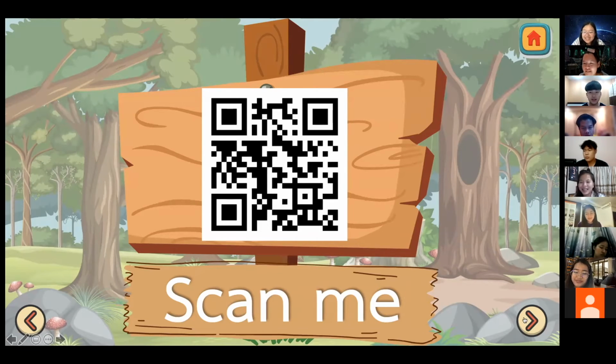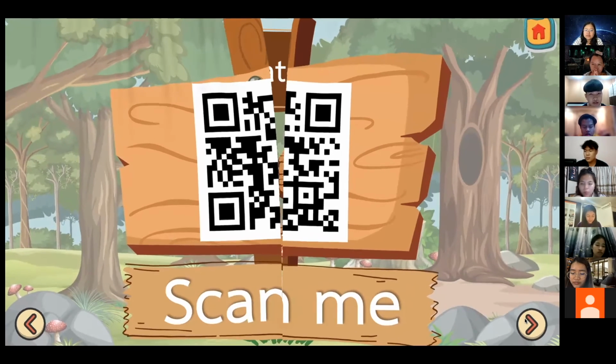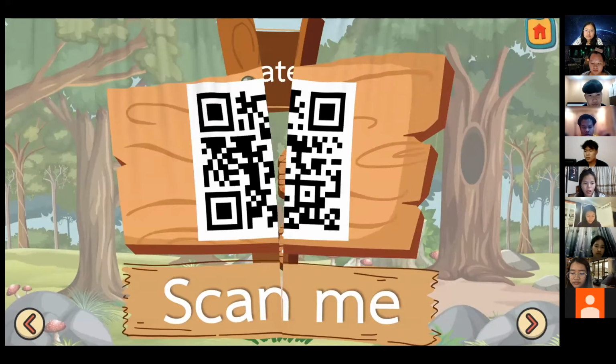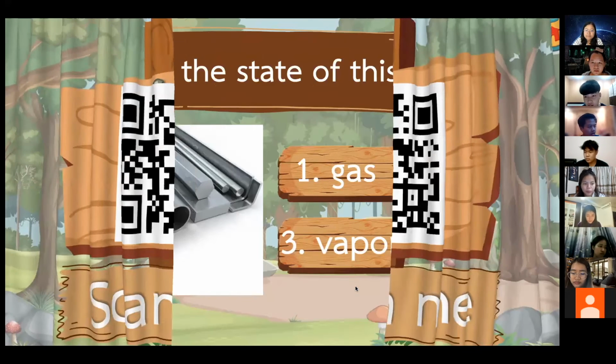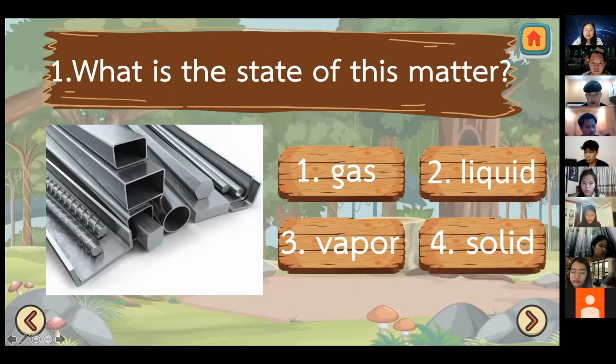And so after we do this activity, we're going to check the answer together. Okay, for the first question, Fourth, can you read this question to your friend? What is the state of this matter? There are four choices: gas, liquid, vapor, and solid. What do you think is in the picture?